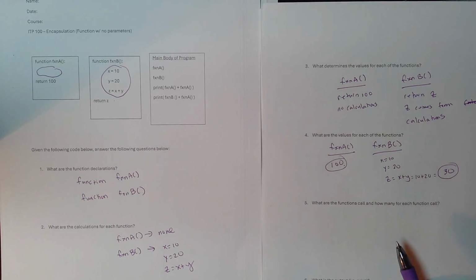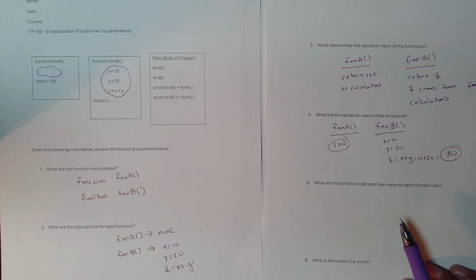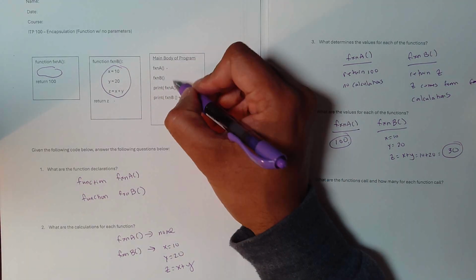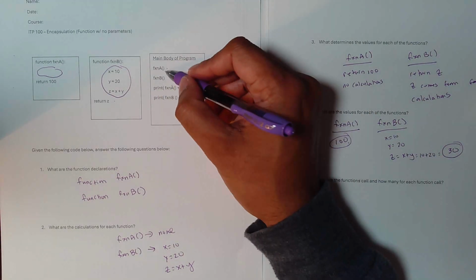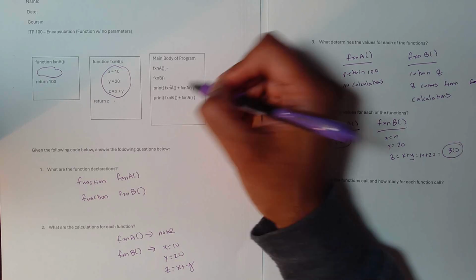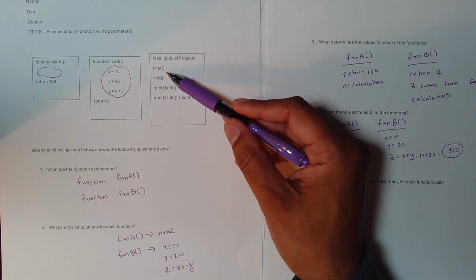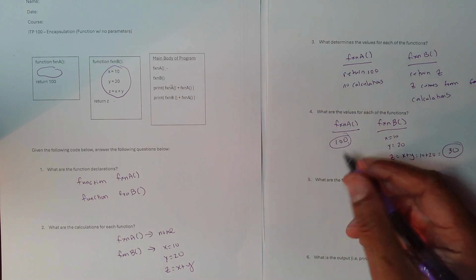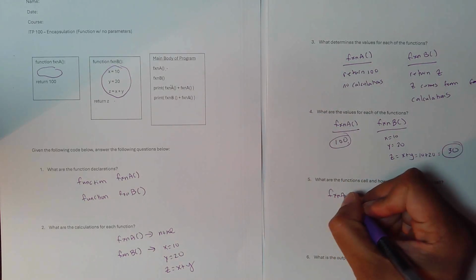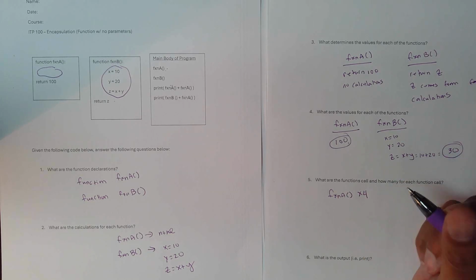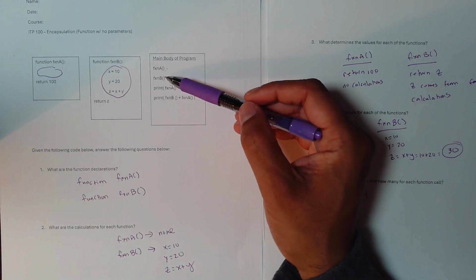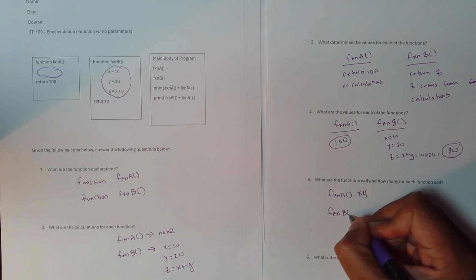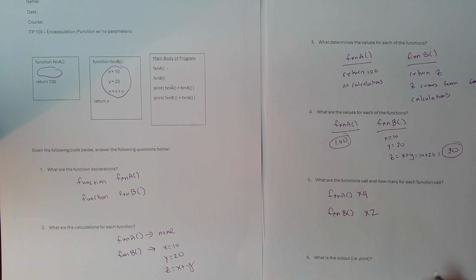Okay. What are the function calls? What are my calls, and how many? My function A is 1, 2, 3, 4. Go through the order. 1, 2, 3, and 4. So function A is called 4 times. Function B is 1 and 2. My function B is called twice.